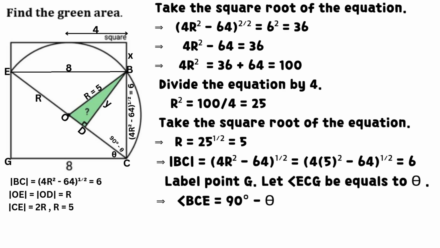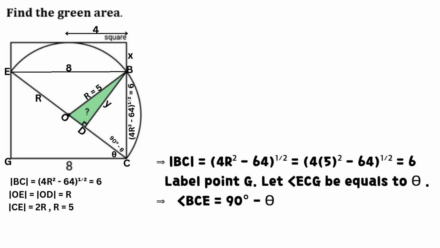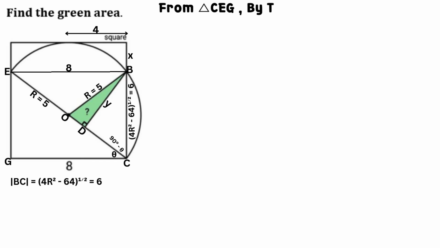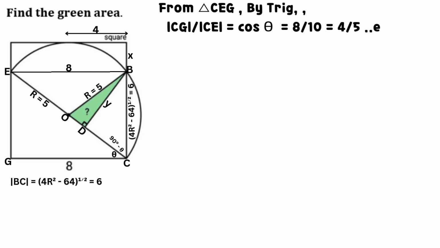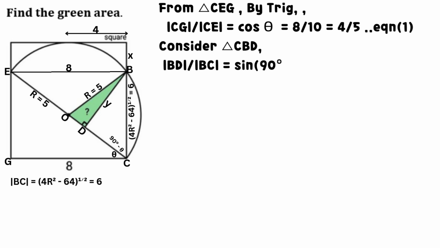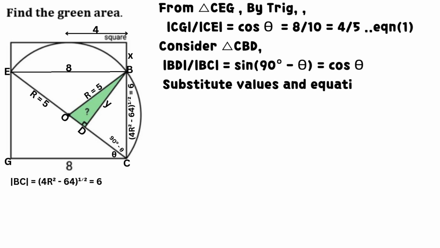Label point G. Let angle ECG equal theta. Hence, angle BCD equals 90 degrees minus theta. From triangle CEG, by trigonometric identity, line CG divided by line CE equals cosine theta, which equals 4 divided by 5. We call it equation 1.